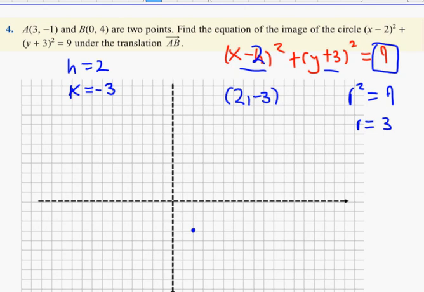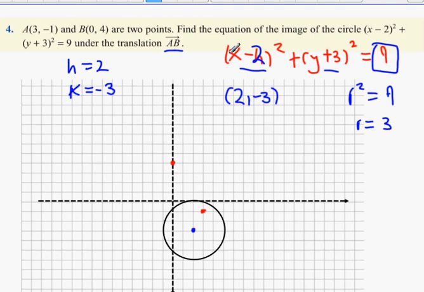You now have a circle whose centre is down here, and you have a radius of 3, which gets you this far here. Everybody happy with that? Yeah. Now, what it asks us to do next is the same movement, the movement of A to B. So A is 3, minus 1, correct? And B is 0, 4.